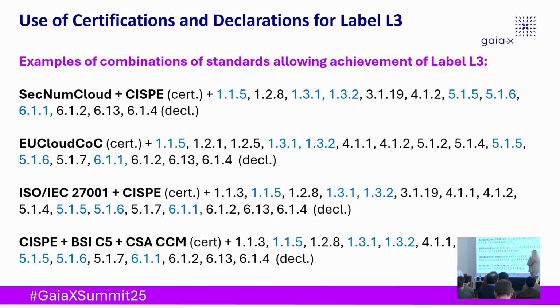And we also have the criteria 6.1, 2, 3, 4, which relate to sustainability. The first one, 6.1.1, is related to transparency on sustainability, which is also one of the important Gaia-X values. And this criterion will have to be declared at all levels, while the others are more specific for energy and water efficiency, and they are requested at level 2 and 3, and yes, they can be declared or certified.